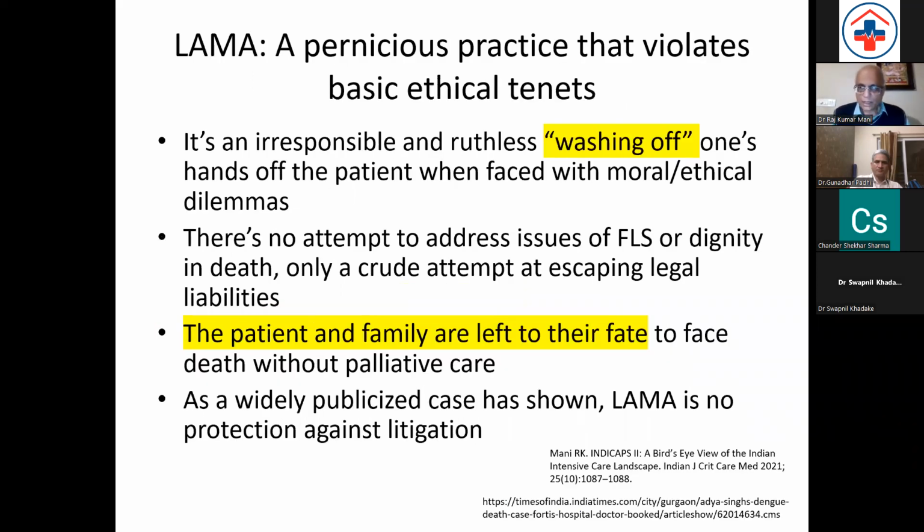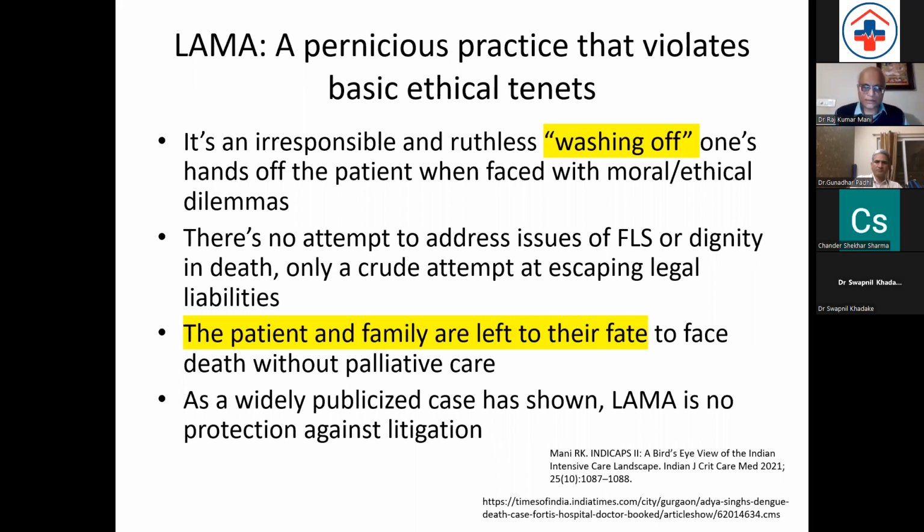Now I will make you think a little bit about LAMA and what we are actually doing. It's a pernicious practice that violates basic ethical tenets. Why? Because it's like washing one's hands off, like Pontius Pilate did, right? Washing one's hands off when faced with an ethical or moral problem. There is no attempt to address issues of foregoing of life support or dignity in death. No attempt. There's only an escape. Only a crude attempt at escaping legal liabilities, potential legal liabilities, or perceived legal liabilities. The patient and family are left to their fate to face death without palliative care.